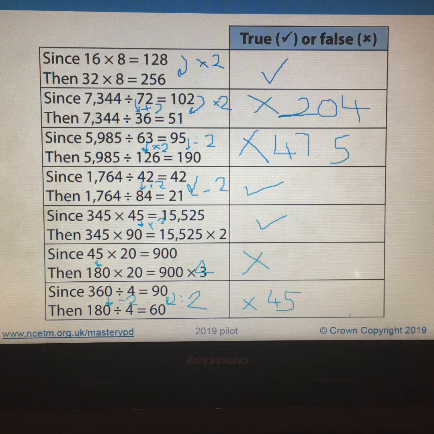Next one is correct. I've times by 2, so then I've divided the quotient by 2. Next one, I multiplied 45 by 2 to get to 90, so I've times a factor by 2, so I times the answer by 2. Next one, I've times 45 times 4 to get to 180, so I should have times the product by 4, so it should be 900 times 4, not times 3. And for the last one, I've done 360 divided by 2 to get to 180. So I've divided the dividend by 2, so I should times the answer by 2, which should be 45, not 60. Really well done if you got those right.